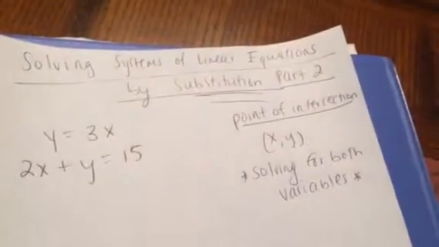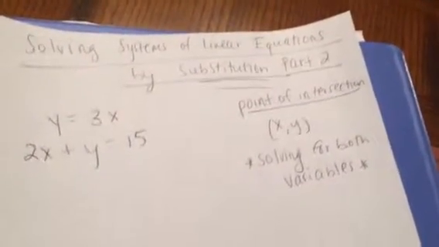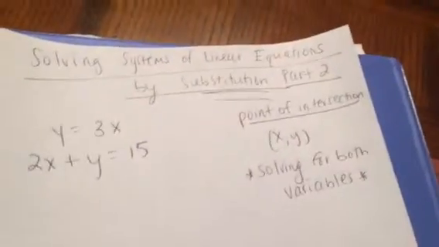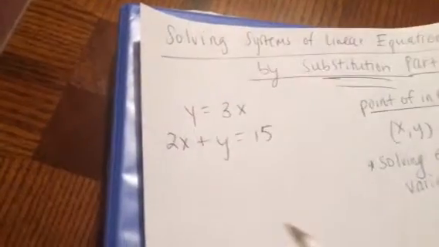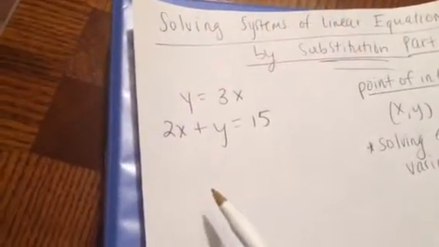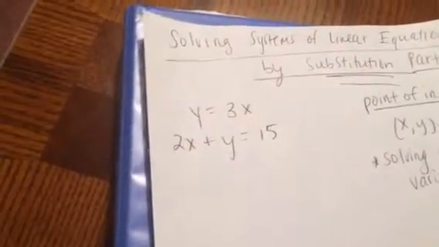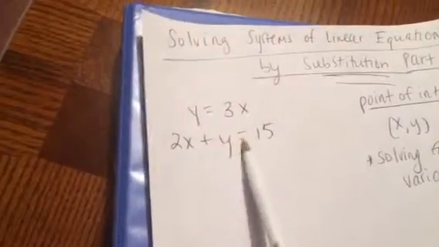Solving systems of linear equations by substitution. And this is part 2. Okay, here we have two linear equations that make up a system of linear equations. We have y equals 3x as an equation, and 2x plus y equals 15.